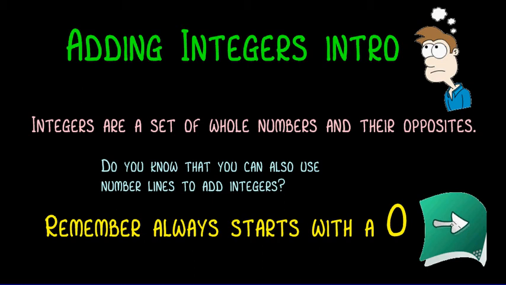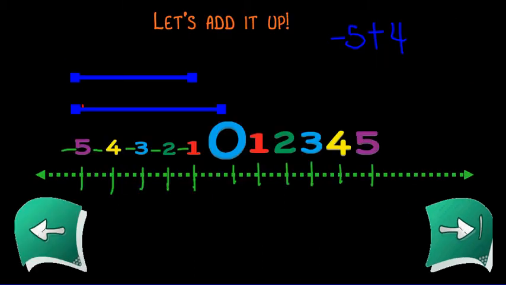Remember, always start with a 0. Let's start with an easy question. -5 plus 4. So, let's find where -5 is. If you're getting a negative number, you need to count it to the left. So, 1, 2, 3, 4, 5. -5.